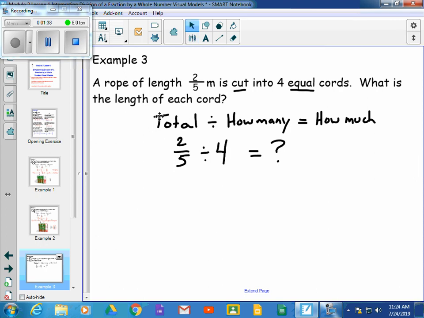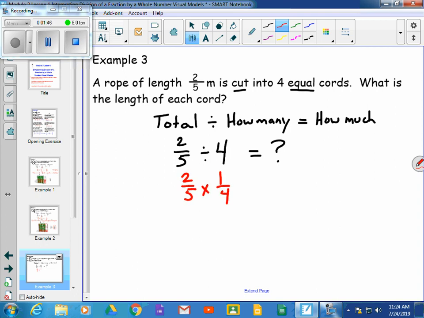Let's change it into a multiplication statement in order to solve. Keep it, change it, and flip it. I get the 1/4 because I can think of 4 as a fraction, 4 over 1. So flip that 4 over 1.